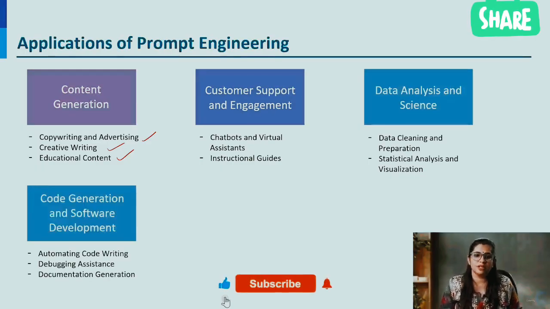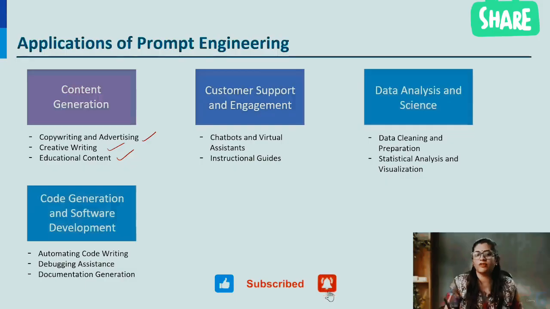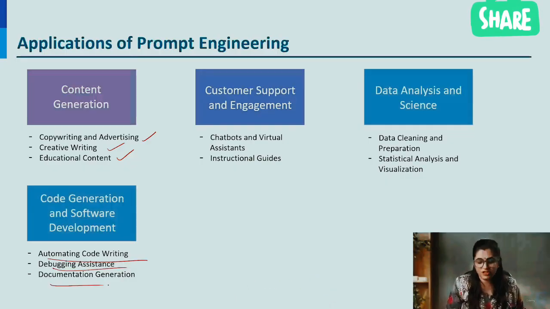Then another application comes under code generation and software development. That is automating your code writing, debugging, document generation, documentation. So all these, using ChatGPT or generative models, can make your life easy. They can generate code for you, whatever you are looking at. But you have to be very specific. You have to be very clear about what you want, so that your response from ChatGPT, your generative models, is customized based on your prompts.